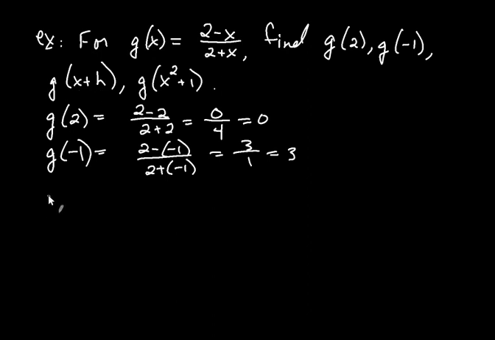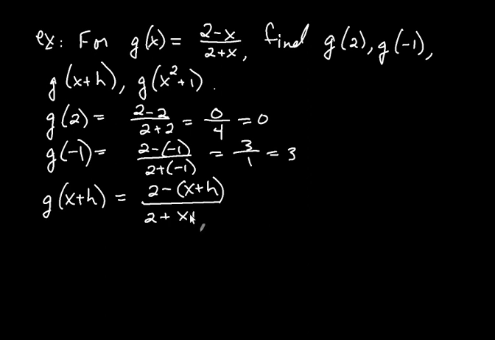G of x plus h now. It's going to be 2 take away, now you replace x with x plus h, right? But you're subtracting off x, and because we're going to be subtracting off a sum when we replace this with x plus h, we need parentheses. So 2 take away the whole sum, x plus h, and then over 2 plus x plus h. And notice that we don't need parentheses for this last one in the denominator because it's addition. We're not subtracting off x plus h the way we were in the numerator.